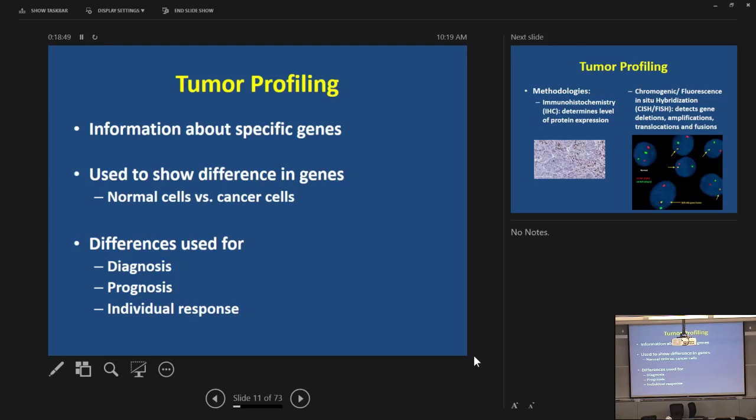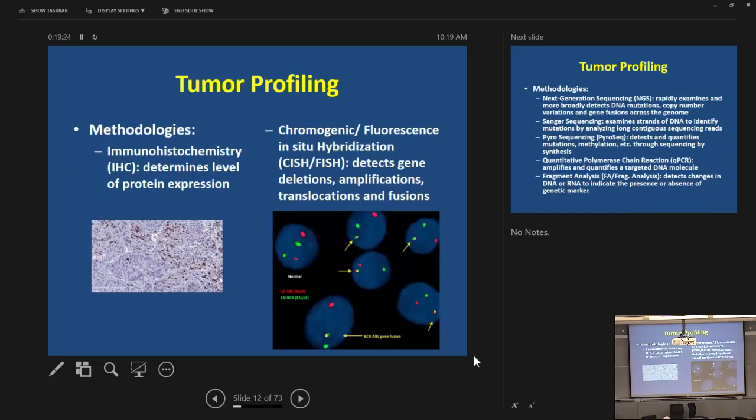Okay. So tumor profiling gives us important information, right, about specific genes that may be involved in our cancers. Okay. So it helps us identify normal kind of genes versus mutated genes, right? So we can look at the difference in the genes. And the differences can be used for either diagnosis, right, or prognosis, or to help us determine if a patient's going to respond, right, to therapy. So we've kind of talked about these before in Pharmacotherapy 7. So different ways that we can profile tumor.